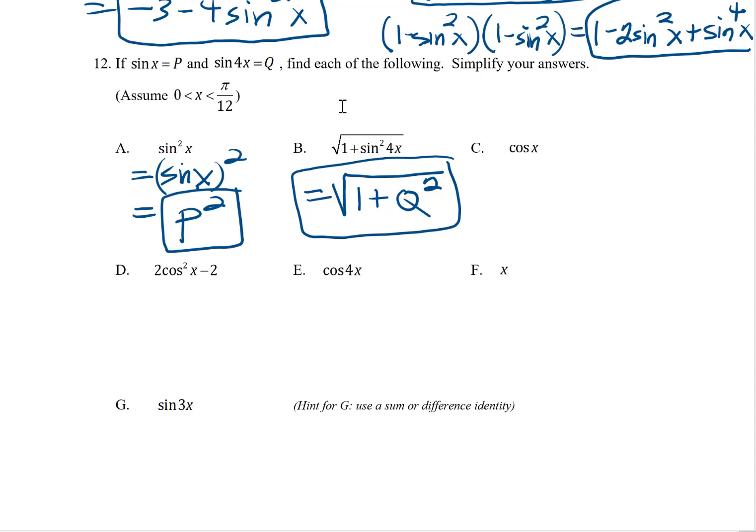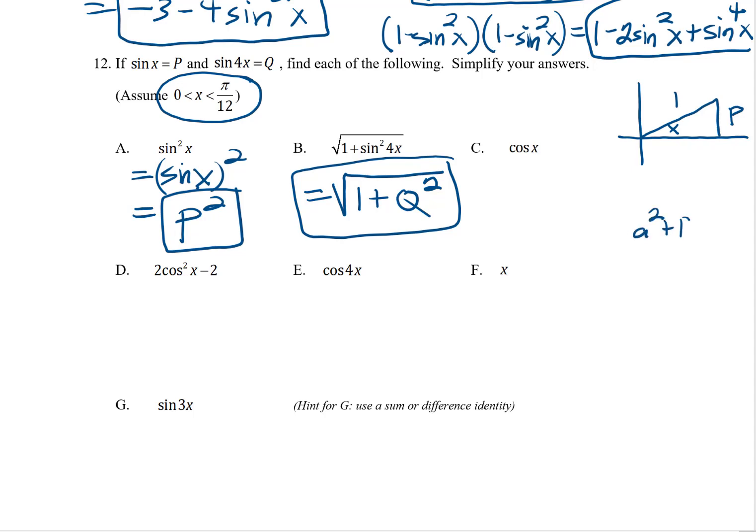Cosine x. Okay, I'm changing ratios now, so I think what I better do is draw myself a picture for angle x. X is between 0 and pi over 12. If you put the 180 in for pi, this works out to be 15 degrees. So this is a very small angle. Angle x is in the first quadrant. Here it is right here. The sine ratio for that angle is P, which I can think of as P over 1. So P over 1.